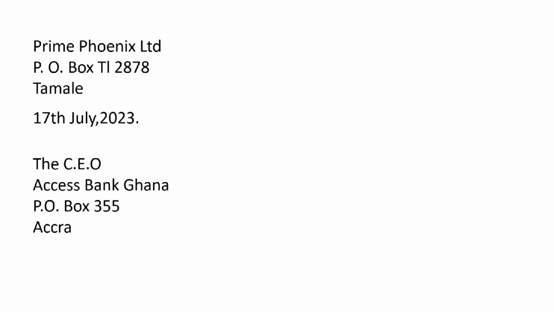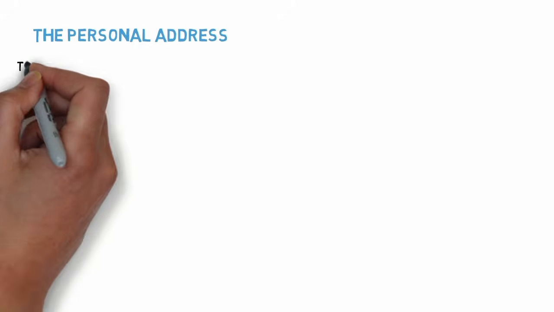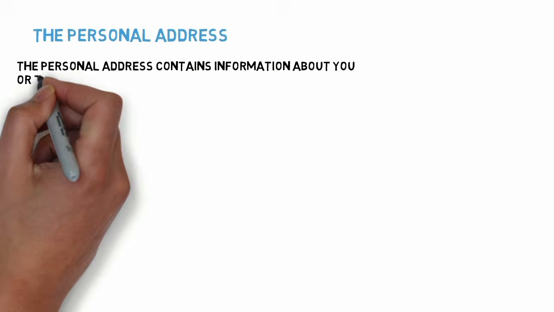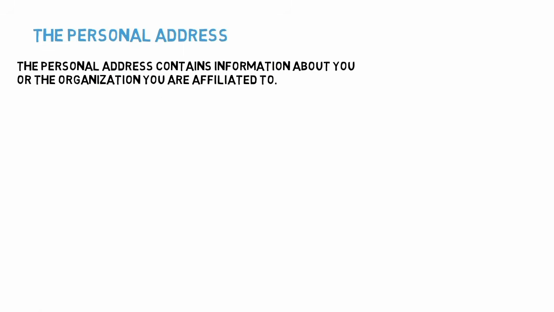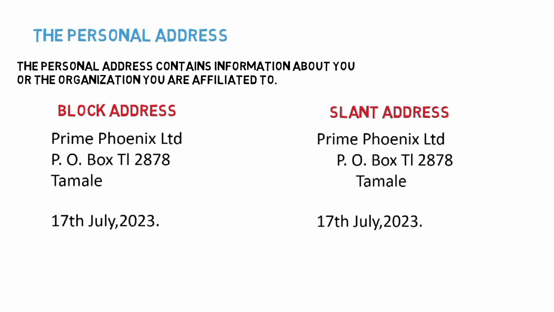Now let's delve into the addresses properly and ascertain what exactly should be written in there and how they should be written. So, the personal address. The personal address is your address. It has information about you or the organization you work for, so that when there's a reply to your letter, you can be able to access it. There are two ways you can write the personal address based on the structure. It's either we write it in the block format like this, or the slanted format like this.